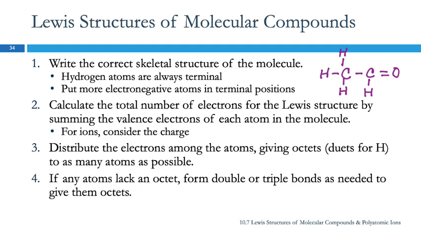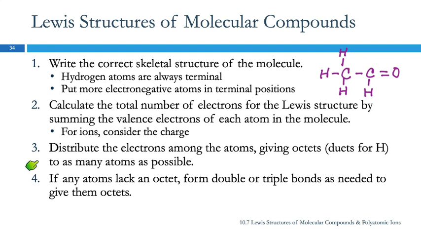More electronegative atoms also tend to be in the terminal positions. So you figure out your skeleton, then you're going to calculate the number of electrons. So we're looking at the number of valence electrons from each of the atoms. We're going to add them together, and that's the number of electrons we can have in our Lewis structure. If you have an ion, you have to consider the charge. A positive charge means you lost an electron. A negative charge means you added an electron. It's kind of backwards. Plus means you lost, and minus means you add.